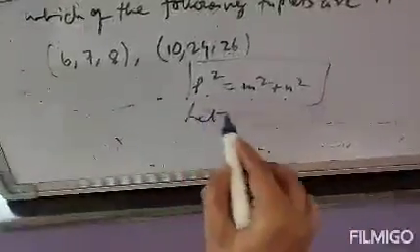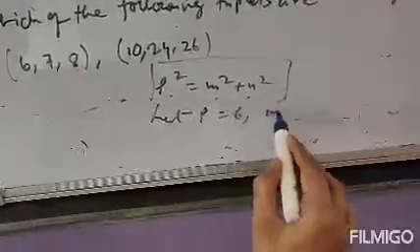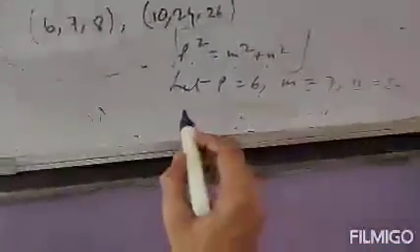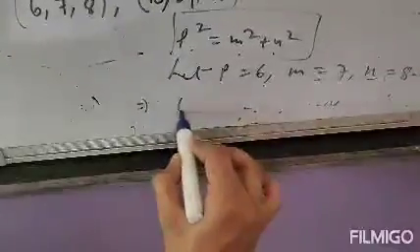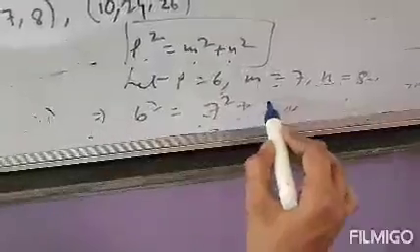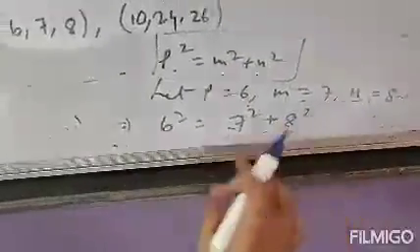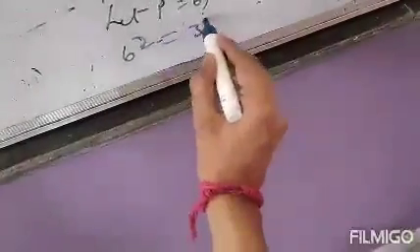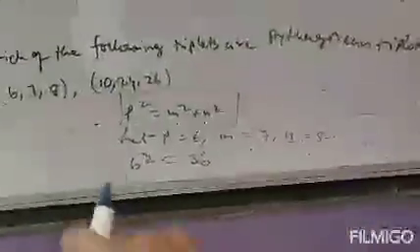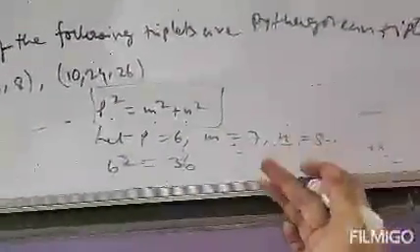Let p equal 6, m equal 7 and n equal 8. So I'll just put it in the formula. p is 6, so 6 square, m is 7, so 7 square, n is 8, so 8 square. Clear? Just write it down like this. 6 square will give you 36. This is the left hand side. Now the right hand side is m square plus n square.